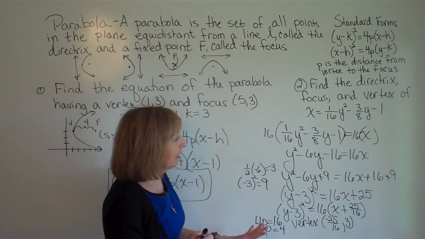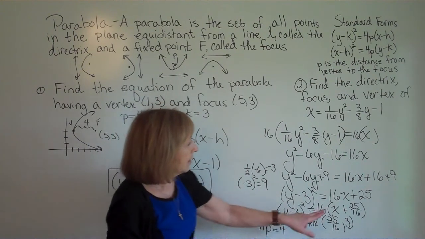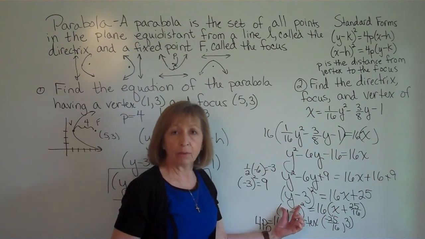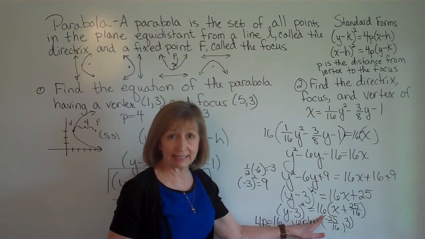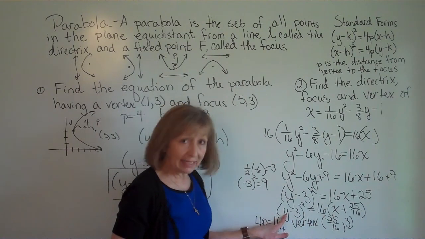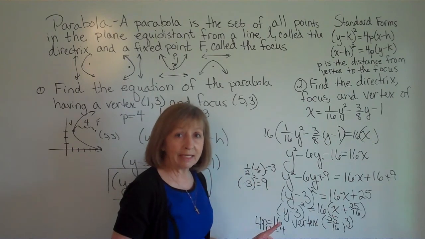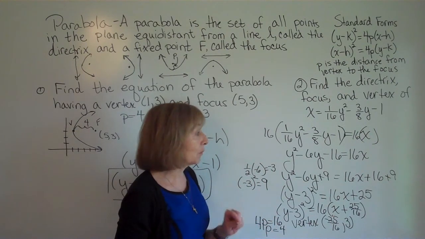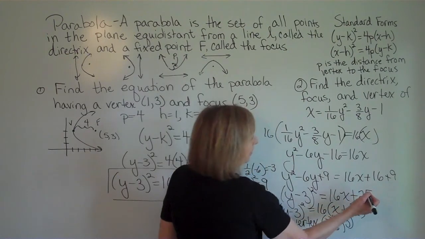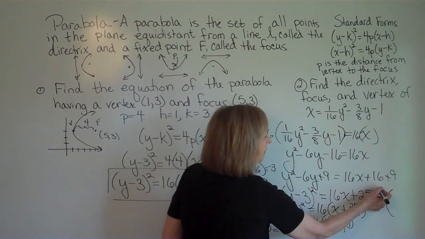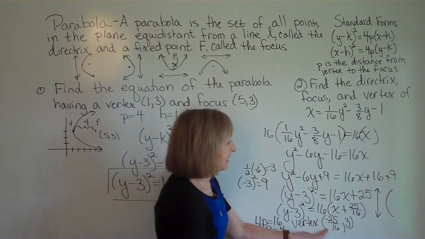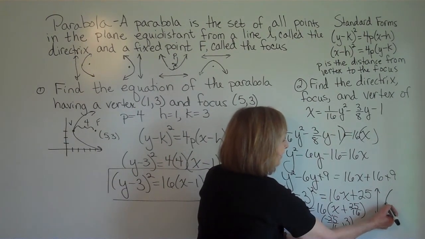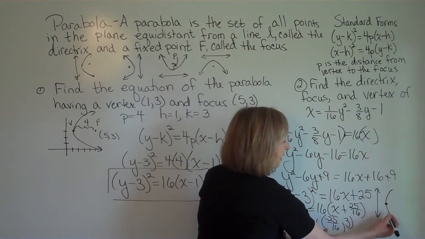And then I have to think about which way this is going. Once I got my quantity y minus 3 squared on a side by itself, my coefficient is positive, and it's the y letter that's squared. So that means this parabola is going to the right. My directrix then has to be vertical. My vertex is at negative 25/16, 3.